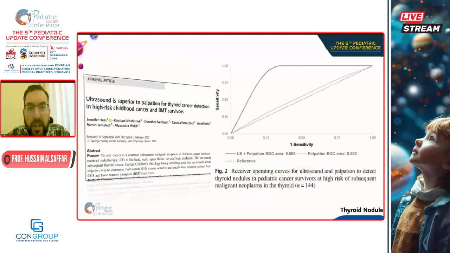And in this paper, Jennifer Hess looked at in her work, concluded that the ultrasound is superior to palpation for thyroid cancer detection in high-risk childhood cancer and HCT survivors. And if you look at the receiver operating curve, the ROC here for ultrasound, as well as the palpation, carrying a better sensitivity compared to palpation only. The palpation only ROC area is 0.562, whereas the ultrasound and palpation ROC area is 0.865.